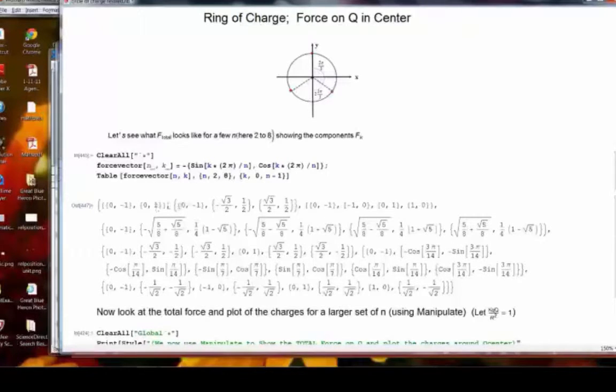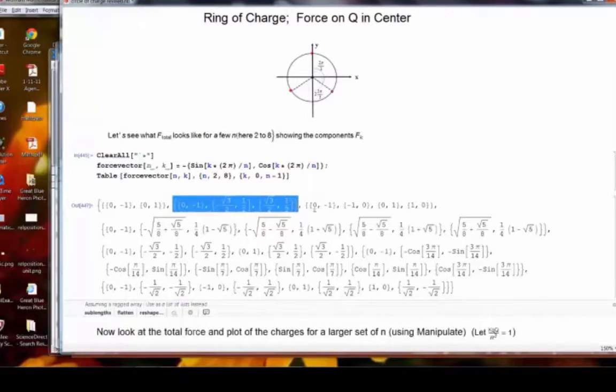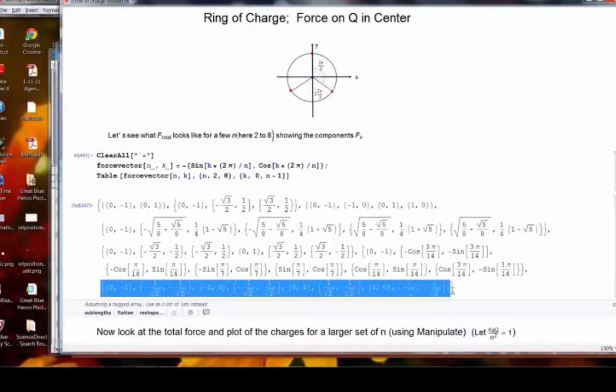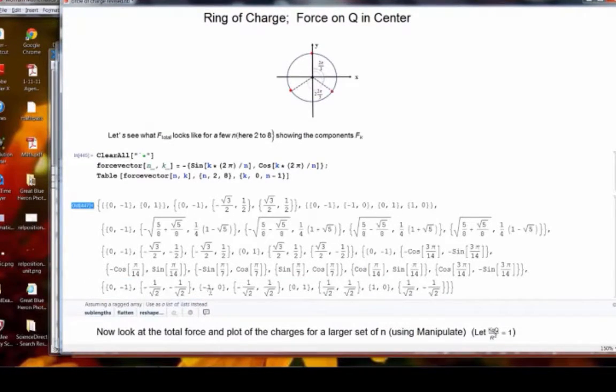Here's the one we just did. This is 3 charges. Here's 4 charges, and so on. So we'll see how these add up. So here's the 8 set of charges, and let's see, 1, 2, 3, 4, 5, 6, 7, 8 components for the different forces due to those 8 charges.